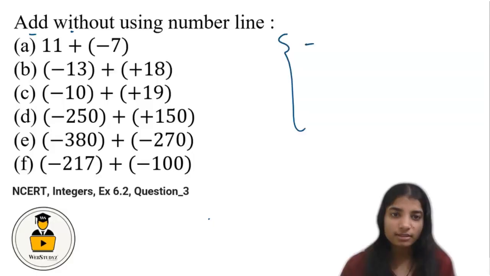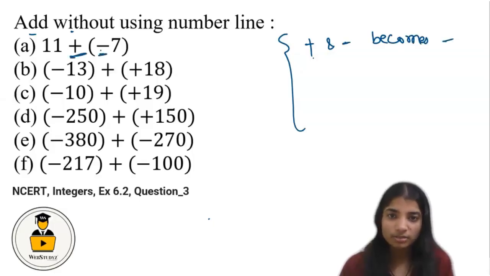First is that if there is a sign of plus and negative, then plus and minus becomes minus. Just you can look here. This is 11 plus minus of 7. So plus minus becomes equals to minus here.